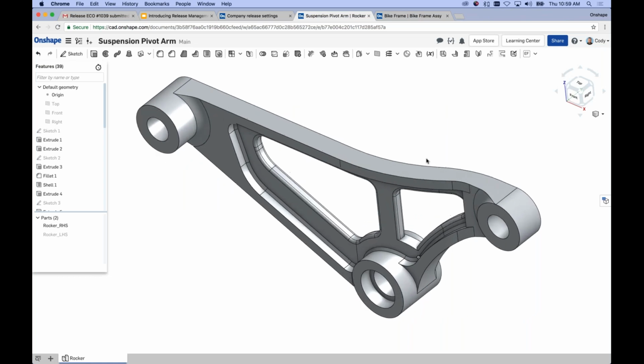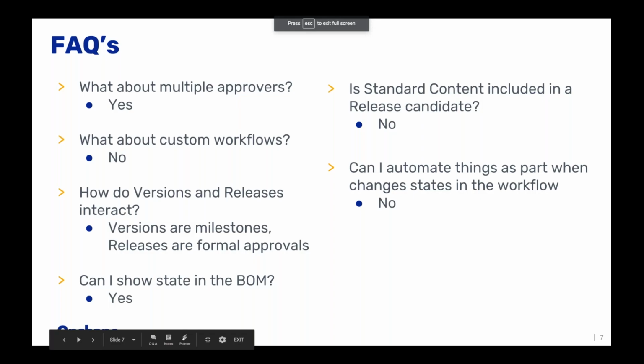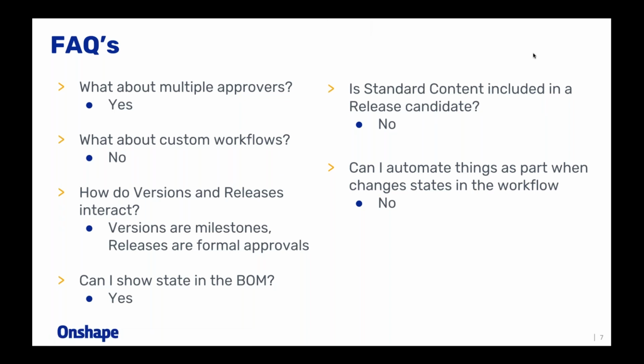Forgive me, we have 1 minute left, and I have a few questions outstanding. One last thing that I wanted to mention, a question that's come up often: can I automate things as part of when a design changes state? Can I automate things as a part, assembly, or drawing changes state? For instance, one of the most common questions I get asked is, if something's released, can I automatically save a PDF of a drawing and put it somewhere? The short answer is no, not today.